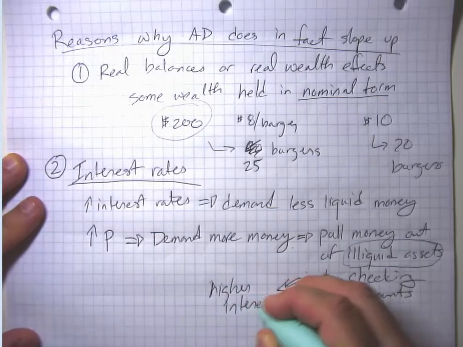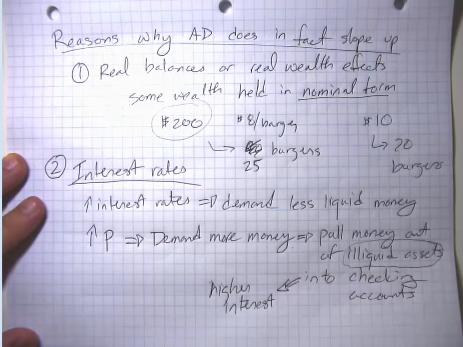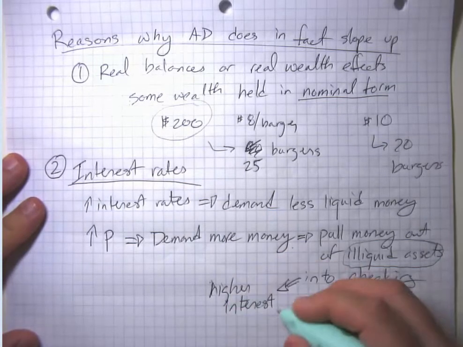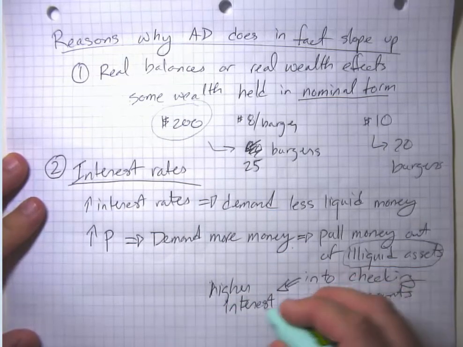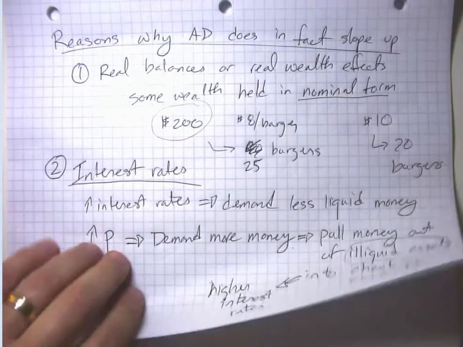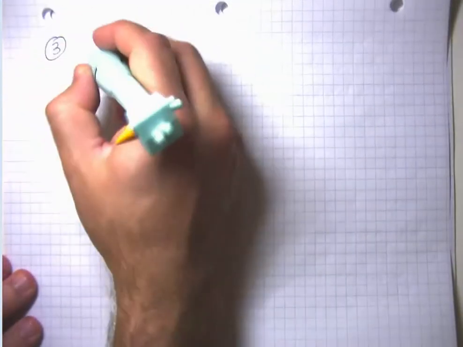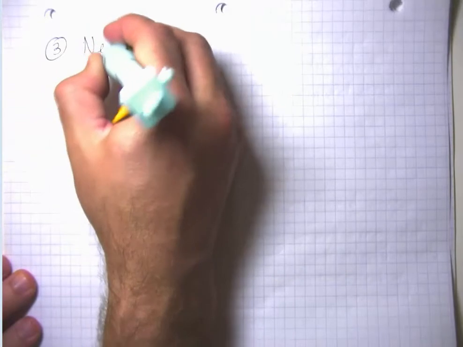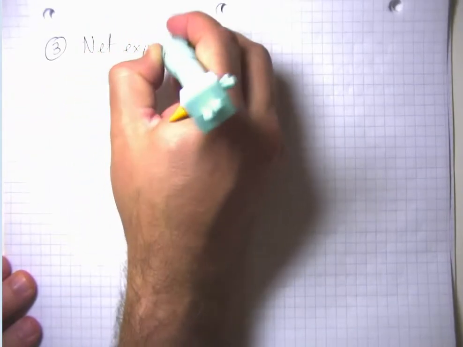So as people start to pull their money out of their certificates of deposit or their savings accounts, banks might raise interest rates to try and get them to keep their money in those savings accounts or certificates of deposit. So that's another potential one. What we're going to see here finally is that there's going to be an effect on net exports.